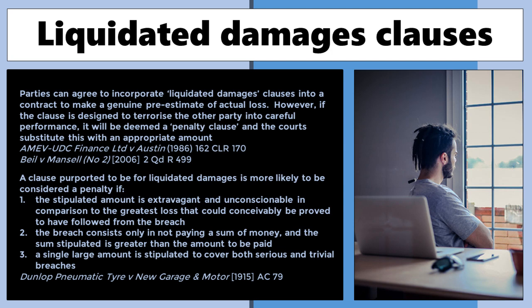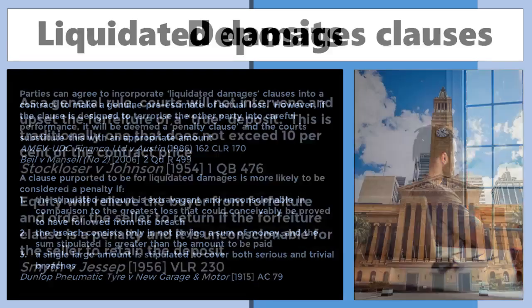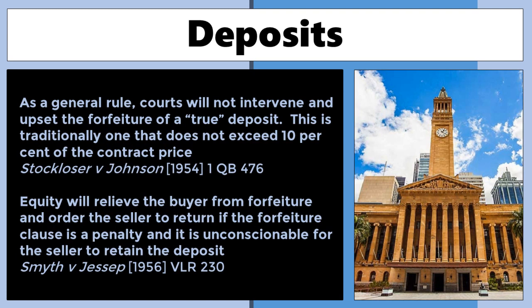They also notice that it's far more likely to be a penalty clause if the breach is non-payment and the amount that you have to pay is a massive amount. And if the amount that you pay is the same for all breaches, serious breaches and small breaches, the courts are much more likely to say, this is not a genuine pre-estimated damages clause. It is actually a penalty clause. And they strike it out and use their own logic for determining the dollars.